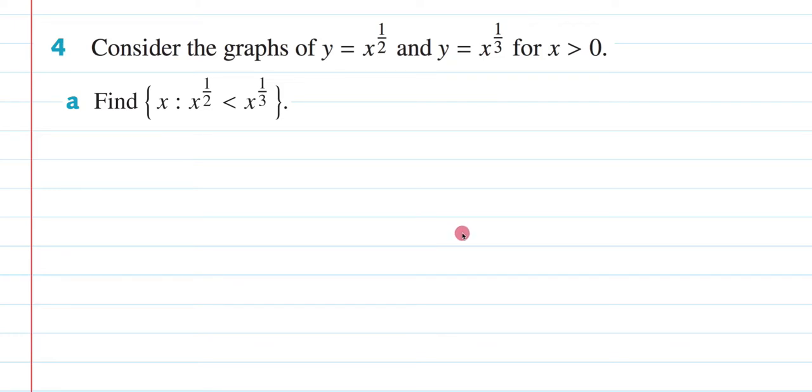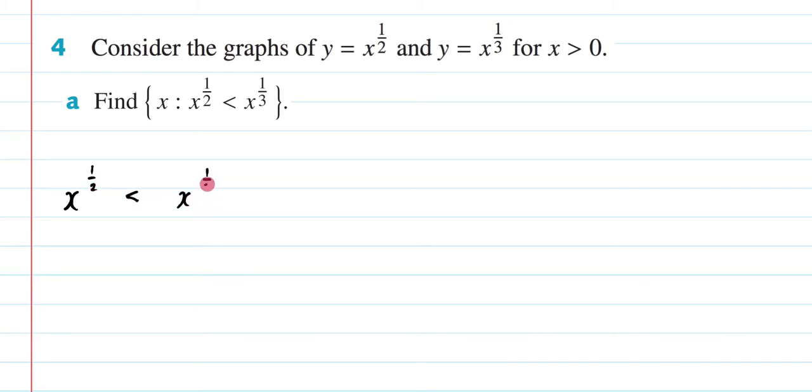We are going through exercise 20b, and in this video I'll be answering question 4a, which says consider the graphs of y equals x to the half and y equals x to the third for x greater than 0. And for a, what we need to do is find our x values for x to the half is less than x to the third. What we're going to begin by doing is simply writing out what we've been given. So we have this is less than this.